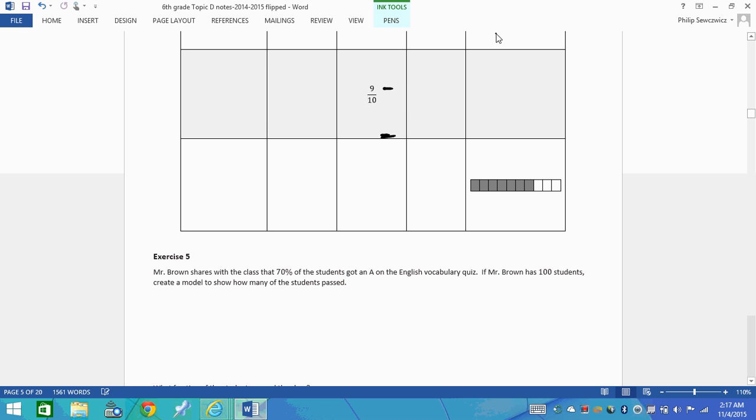All right, what do you have to multiply? I'm going to come right down here. To get it out of 100, you have to multiply it by 10. So if you multiply by 10, 90. Now, okay, so this is really 90 over 100.